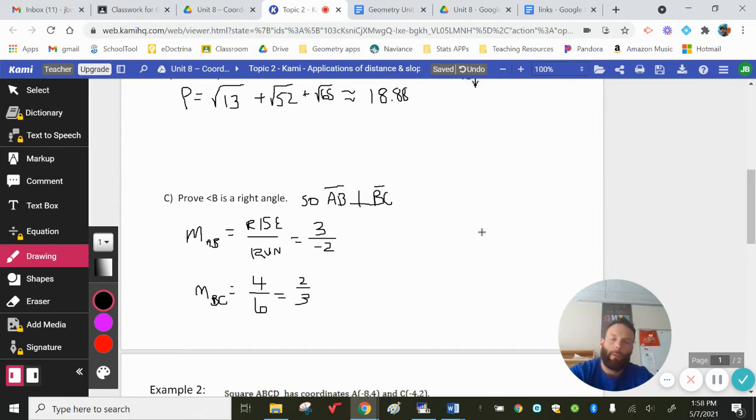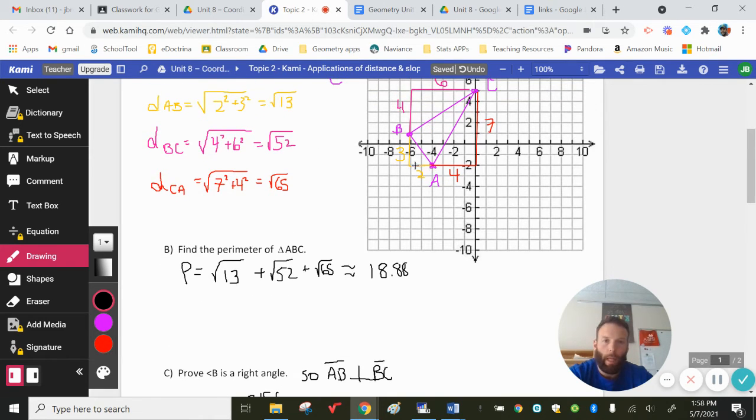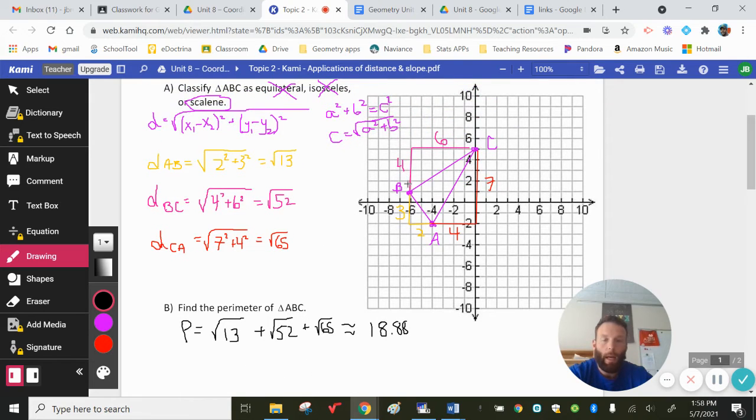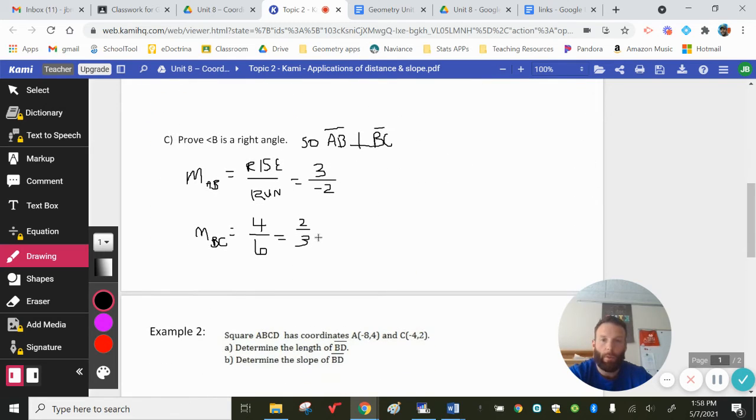If we remember that slope is rise over run, I use the letter M for slope. The slope from A to B, rise over run: from A to B, I had to go left 2 and up 3. So I went up 3, left 2. This has a negative slope. That's negative 3 over 2, or positive 3 over negative 2. And then from B to C, I'm going up 4, right 6. So that's a rise over run of 4 over 6, which is the same thing as 2 over 3.